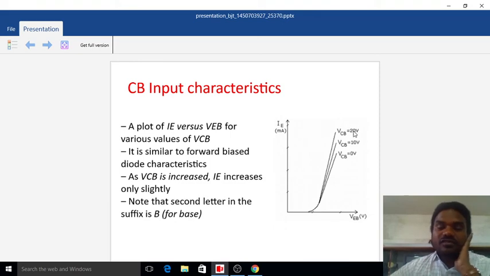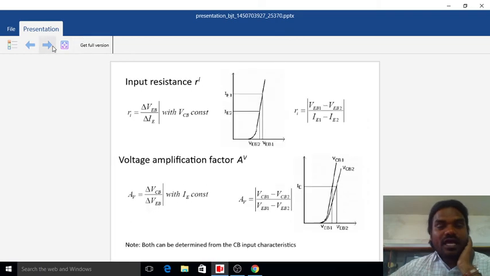Again, if I increase the VCB to 20 volts, again the curve shifts to the left side. That means it can conduct with even less voltage than the second case. Likewise you can go on with the analysis of the input characteristics.